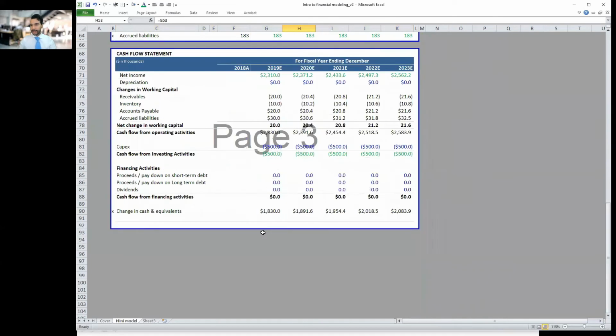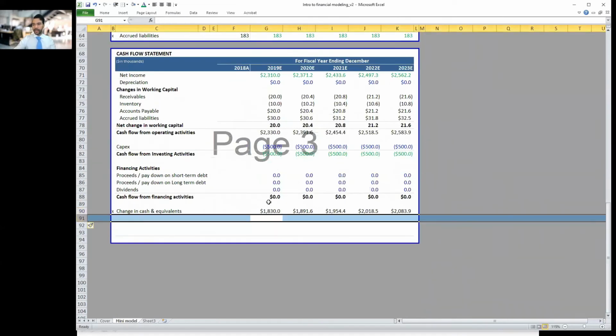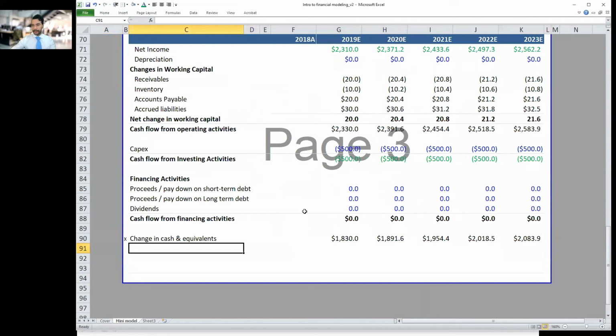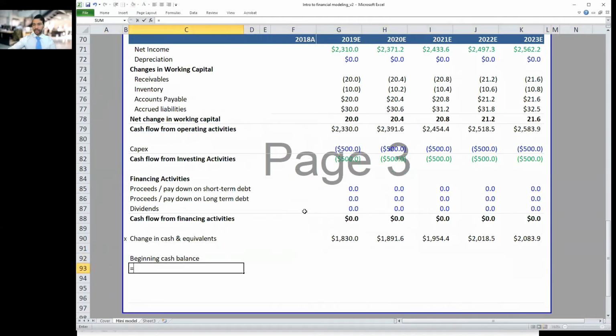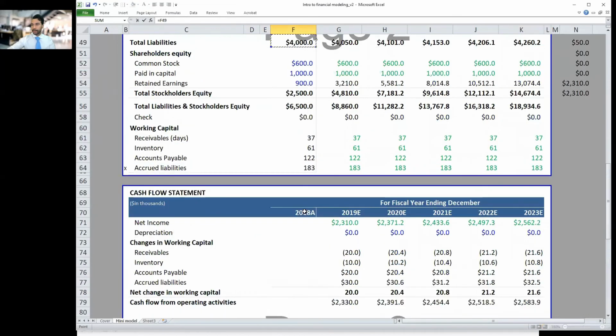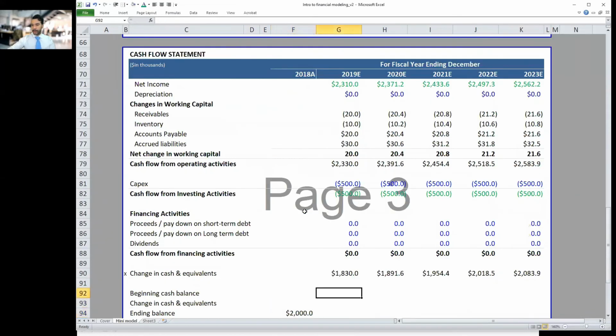So let's come over here and create a little schedule and add, let's see, beginning cash balance, okay? Changes in cash and equivalents, and then ending balance. Okay, so for 2018, what was the ending balance? Let's link this from our balance sheet because we have it up here. What is my beginning balance for 2019? There it is, $2 million. What is the change? There it is. What is my ending balance?